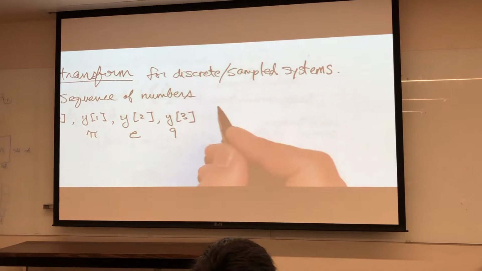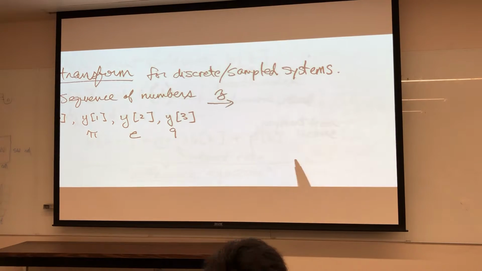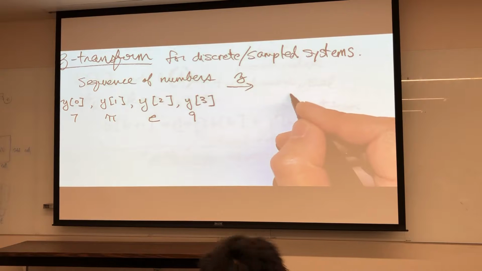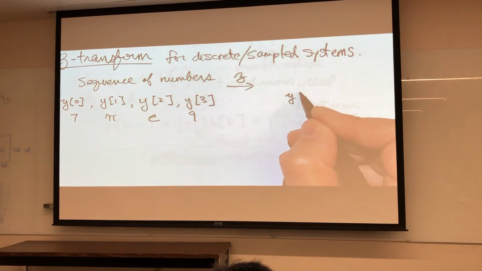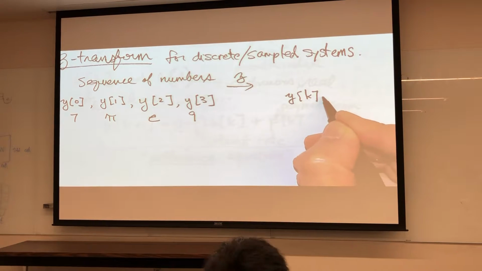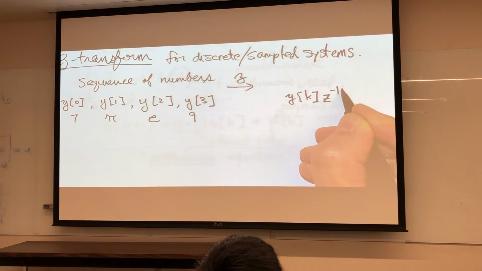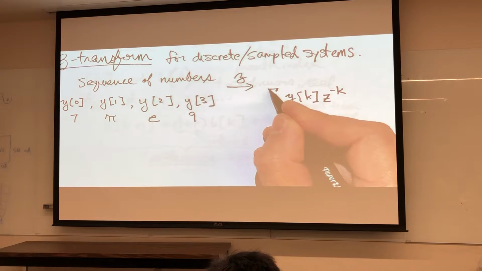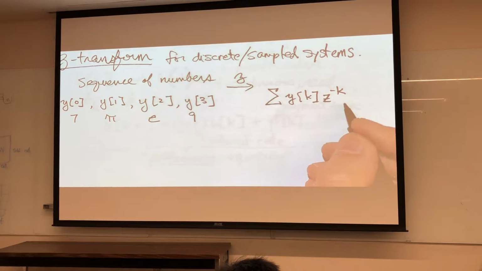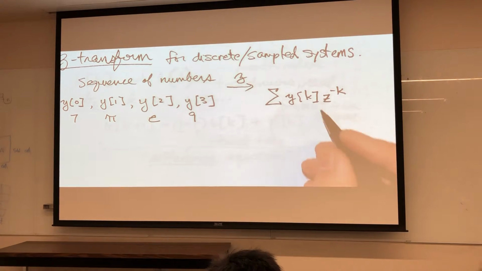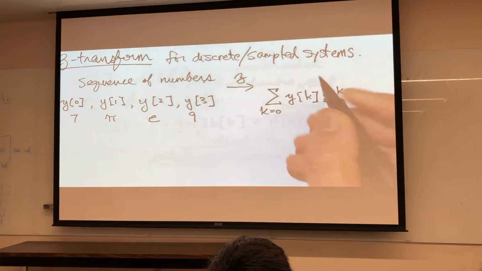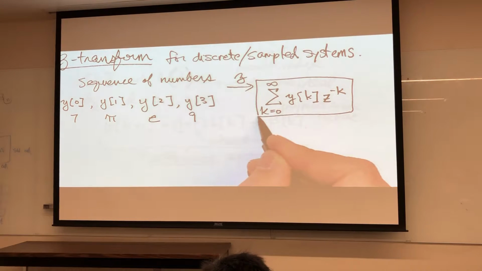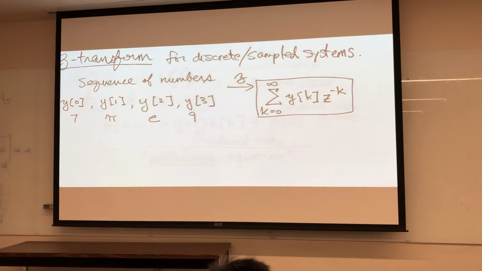Then the Z transform, I'm going to write it in shorthand notation, is you take each of the numbers, y of k, and multiply it by z to the minus k. Take each number and multiply by z to the minus k, and you do that for each of the numbers, and then you add up all the terms, k going from 0 to infinity. So this is the math definition of the Z transform of a sequence.